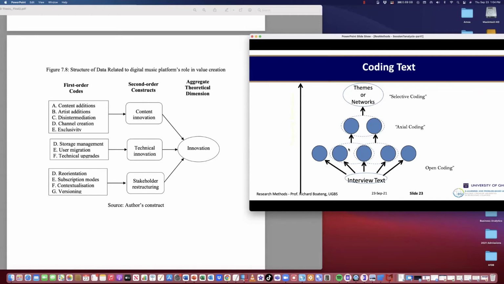But this is all coming from Miles and Huberman and coming from grounded theory. We use this kind of way.